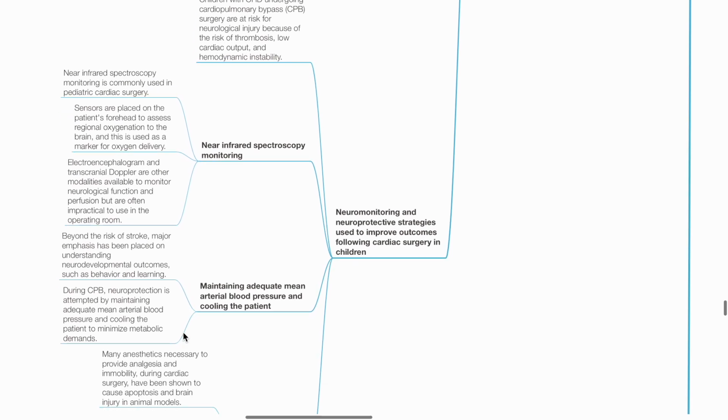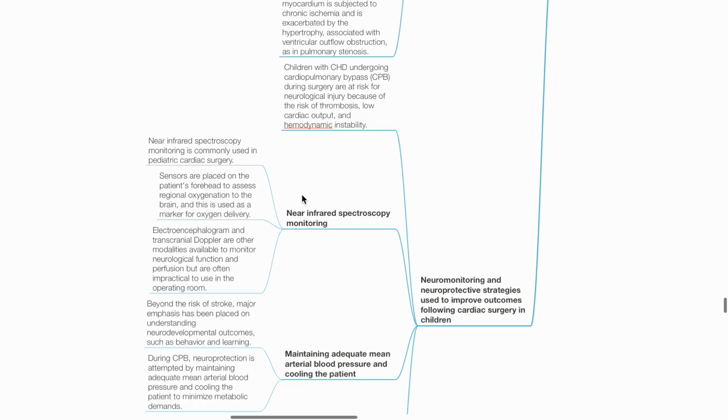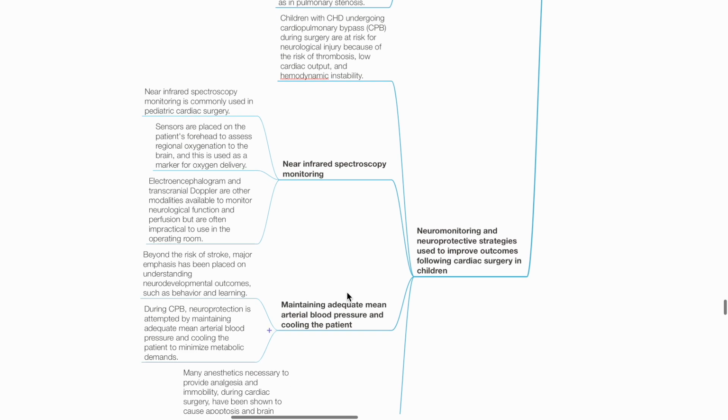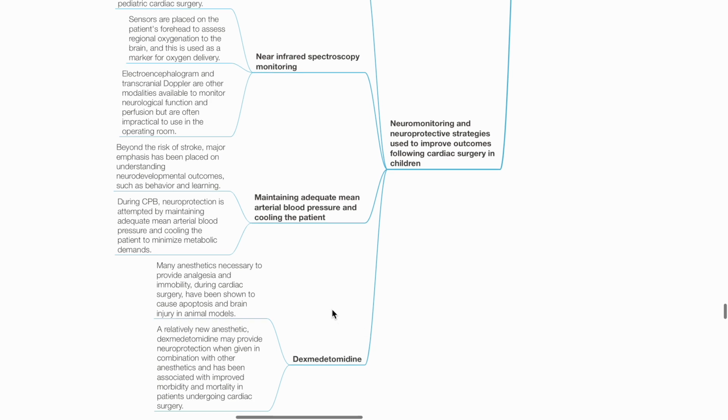Regarding neuromonitoring and neuroprotective strategies to improve outcomes following cardiac surgery in children, children with CHD undergoing cardiopulmonary bypass are at risk for neurological injury due to risk of thrombosis, low cardiac output, and hemodynamic instability. Near-infrared spectroscopy monitoring, maintaining adequate MAP and cooling the patient, and use of dexmedetomidine have been used to reduce the risk of neurological complications in cardiac surgery.